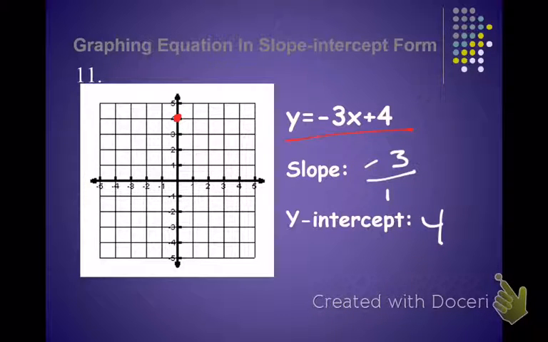-3/1. -3 means we go down 3 first and right 1, because 1's positive, so down 3 and right 1. And so there's your graph. Again, a little bit better to draw it through those points. Okay? Your slope is negative in your equation, so your line should be going down to the right. Okay, you got another one for you to try. Stop the video, give it a shot, and start it again to check your answer.